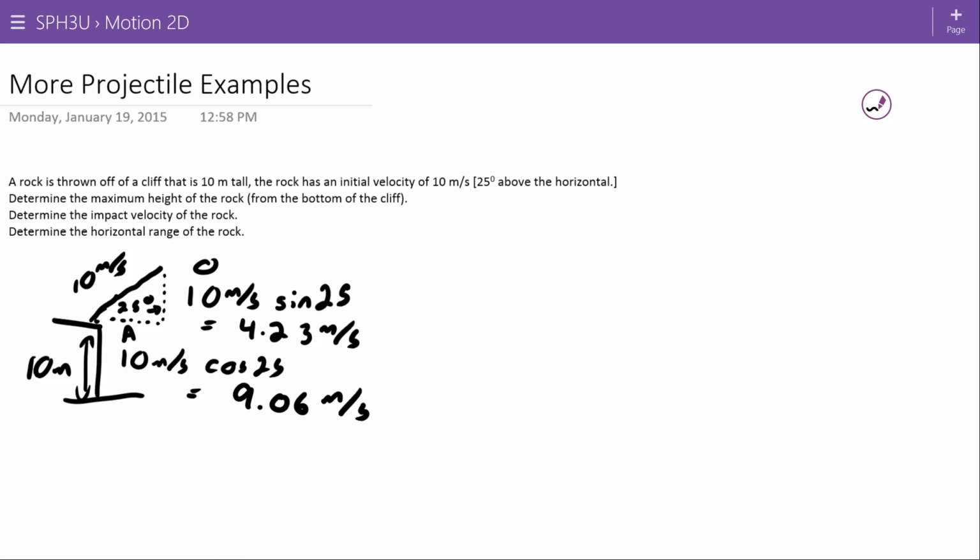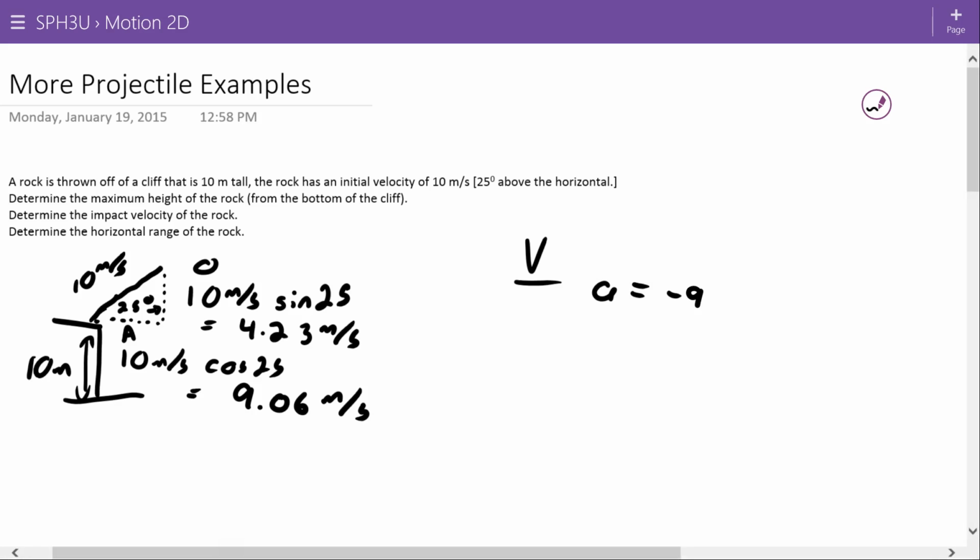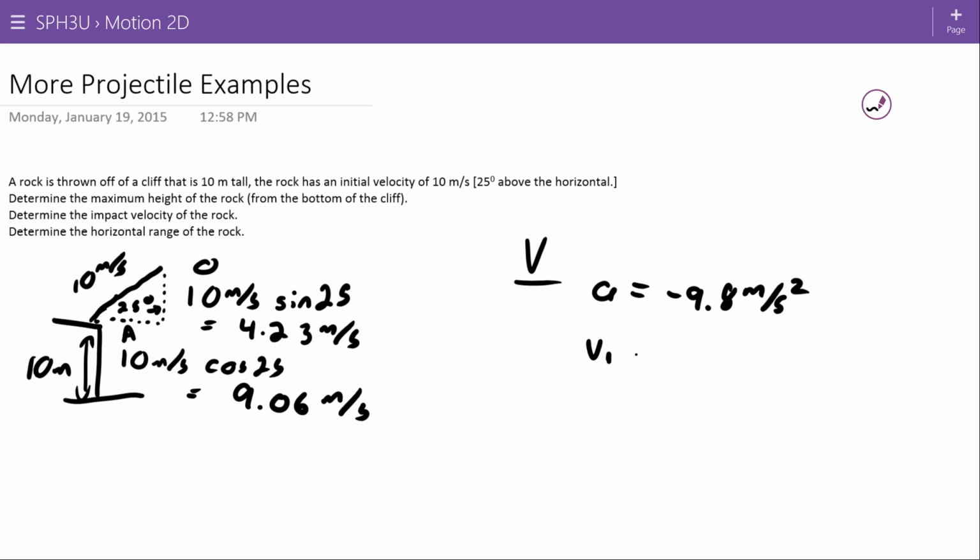The maximum height of the rock is a little bit different because all we really need to consider here is the vertical information. I'm going to do that problem first, get to the answer of it, record that answer, and then I'll go back and deal with the other two issues, the impact velocity and the horizontal range. In the vertical direction, we have an acceleration of negative 9.8 meters per second squared, free fall. We have an initial velocity of 4.23 meters per second.